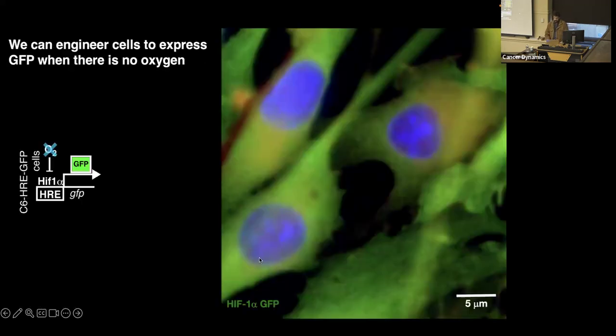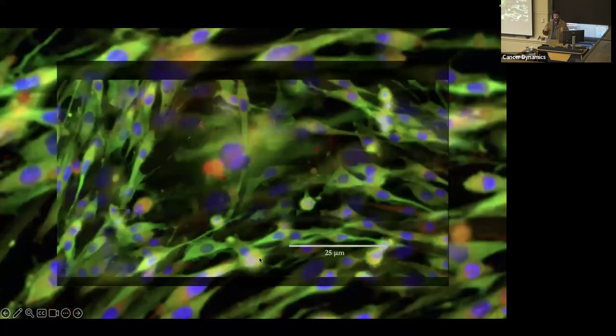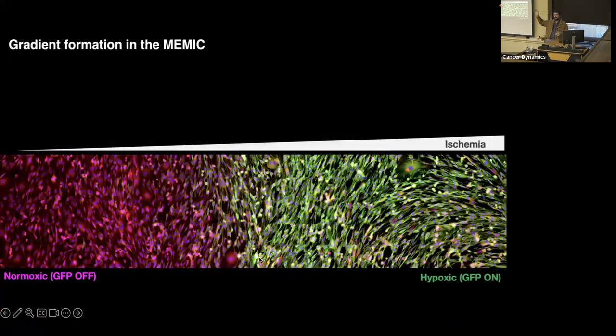In this case, I'm just showing a tumor cell line that expresses GFP under hypoxia. So green means low oxygen. And they are cultured in this system. And if you zoom out, you can see this really nice change across the gradient, right?